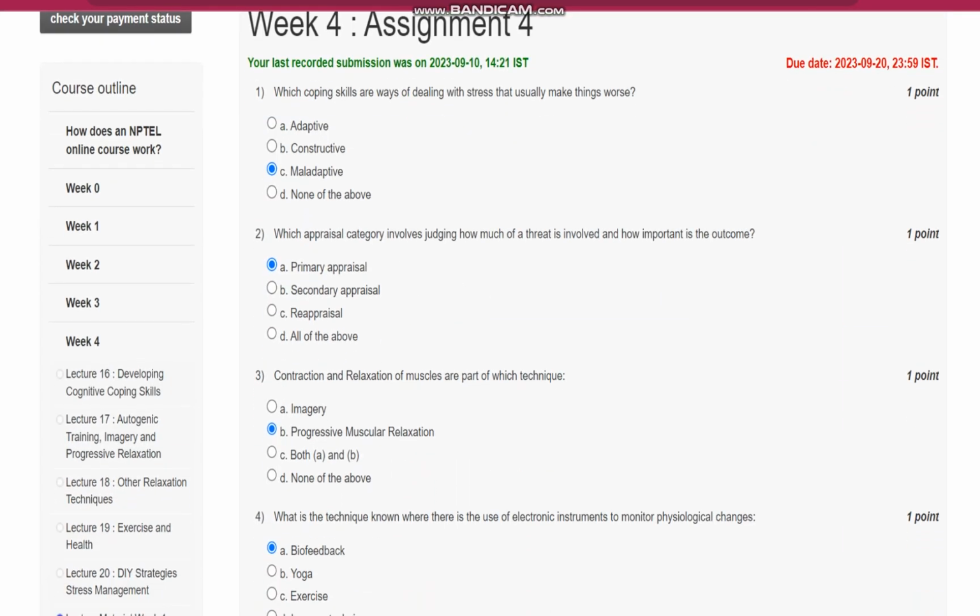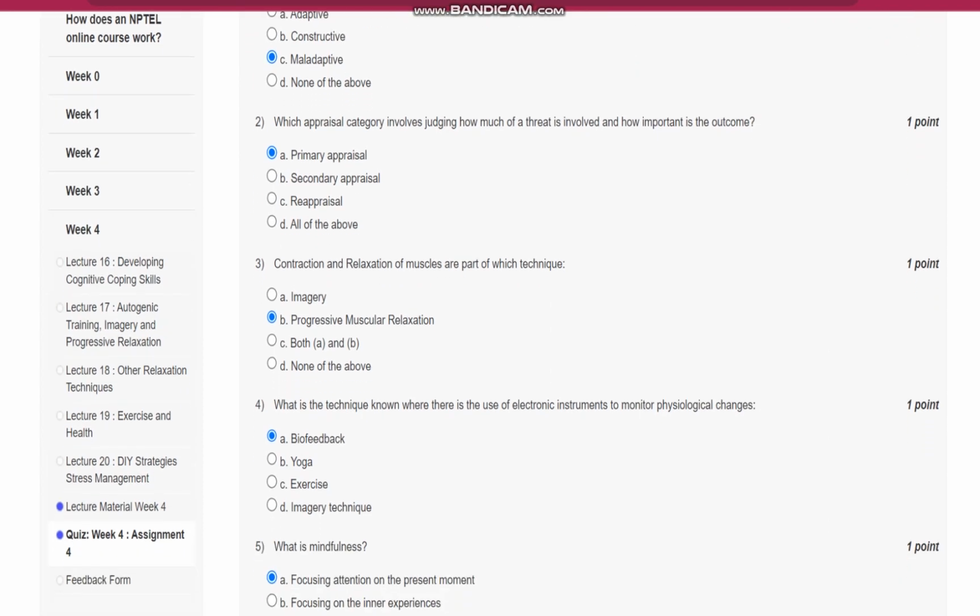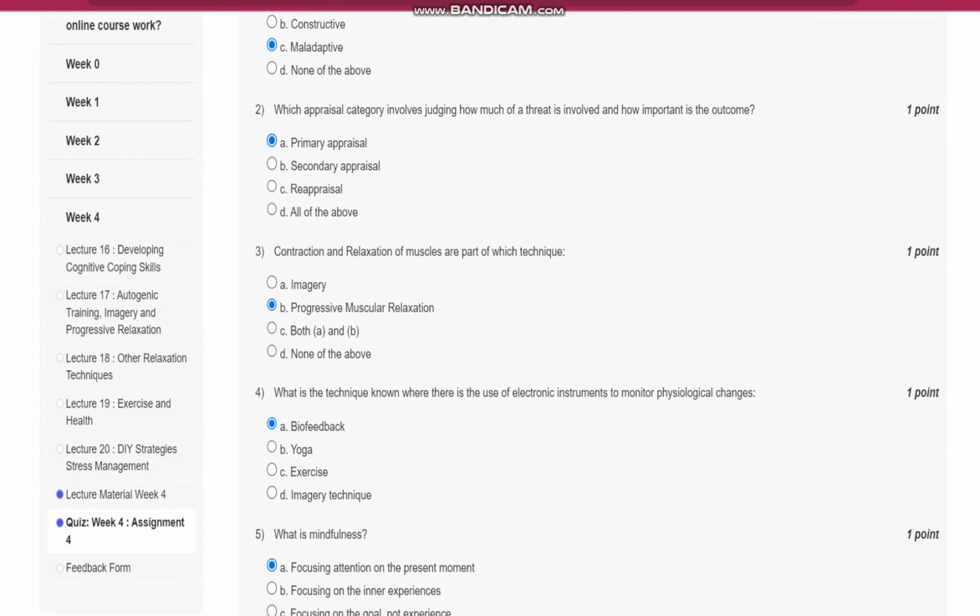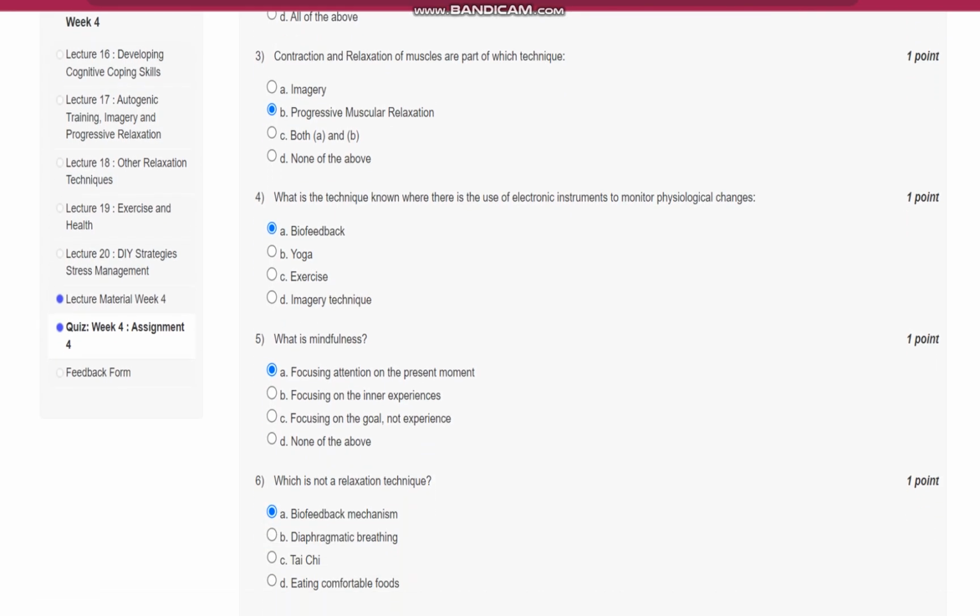Question number 1 is, which coping skills are ways of dealing with stress that usually make things worse? Answer is C, that is maladaptive. Question number 2 is, which appraisal category involves judging how much of the threat is involved and how important is the outcome? That is primary appraisal.